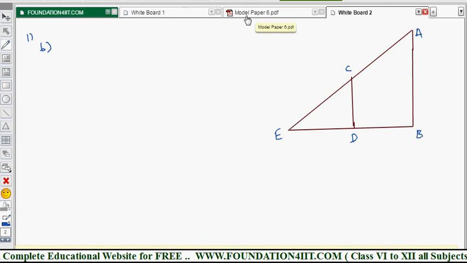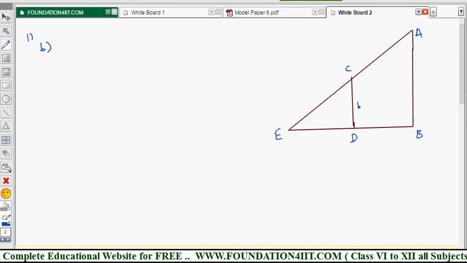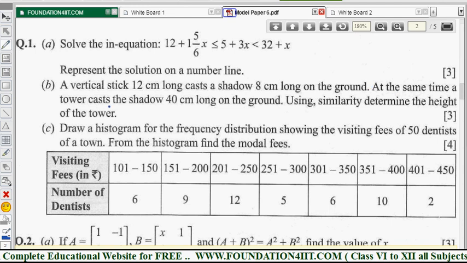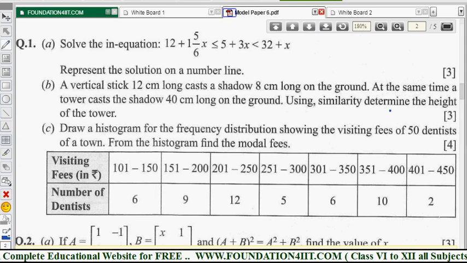Now according to the given data, the vertical stick is 12 centimeters long and casts a shadow of 8 centimeters long on the ground. Based on this, this is the 12 centimeters vertical stick, which gives an 8 centimeters long shadow on the ground. And at the same time, the tower casts a shadow 40 centimeters long on the ground. AB is the tower, so the tower shadow is 40 centimeters, that is from E to B. This total is 40. We need to find out, using similarity, the height of the tower.